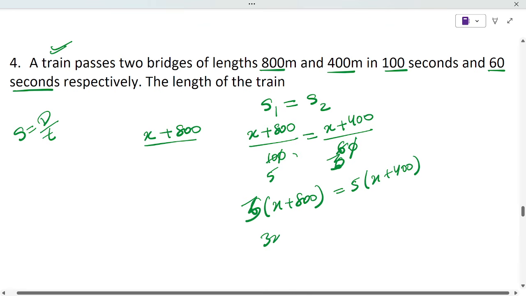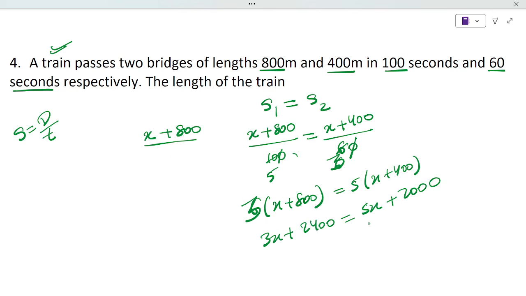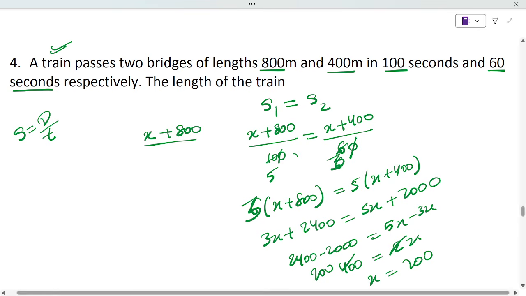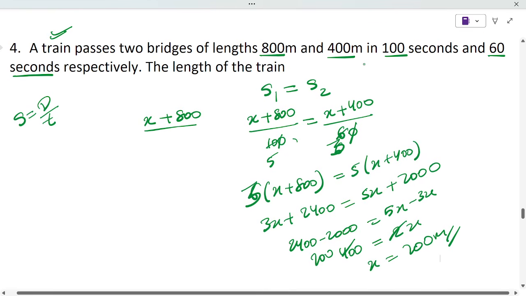5 times 3 is 3x plus, this will give us 2400. Then here 5x plus 2000. So we put x on one side and numbers on the other side. 2400 minus 2000 is equal to 5x minus 3x. So here 400 is equal to 2x, cancel, 200. That means the length of the train is 200 meters. That's the answer.